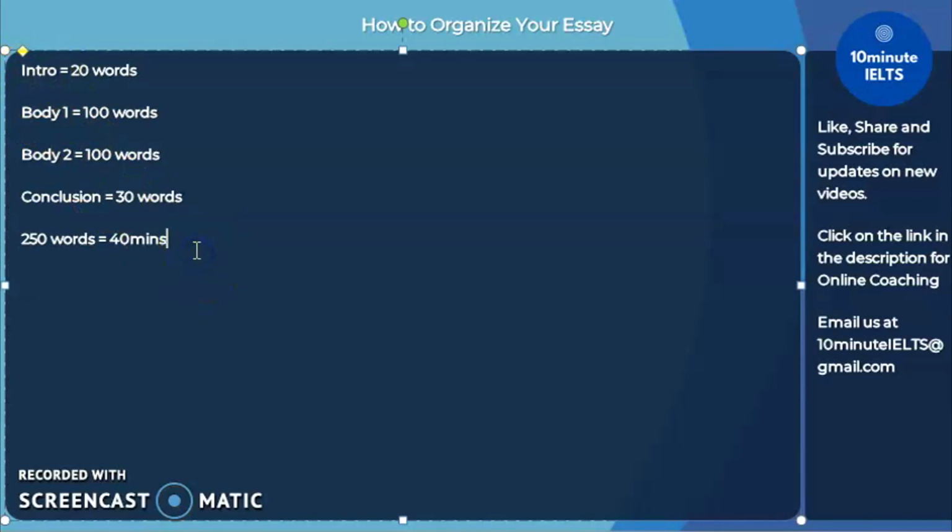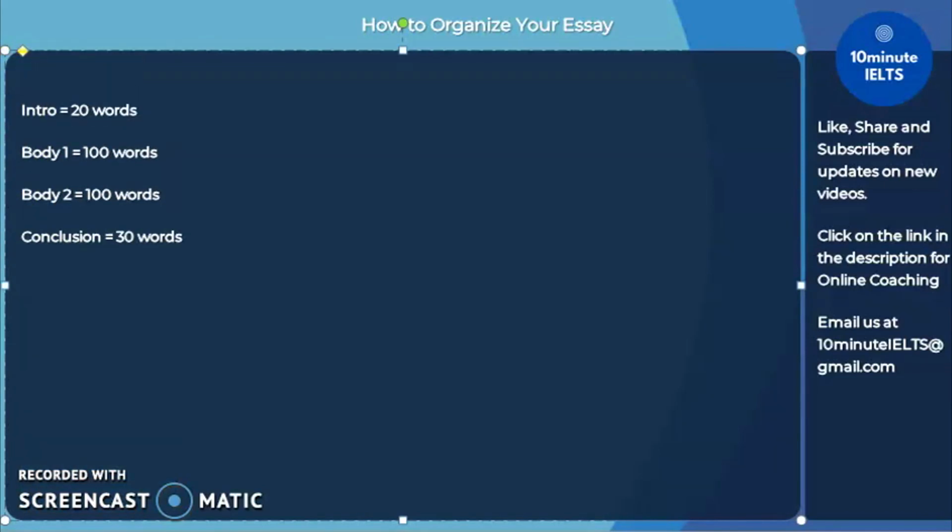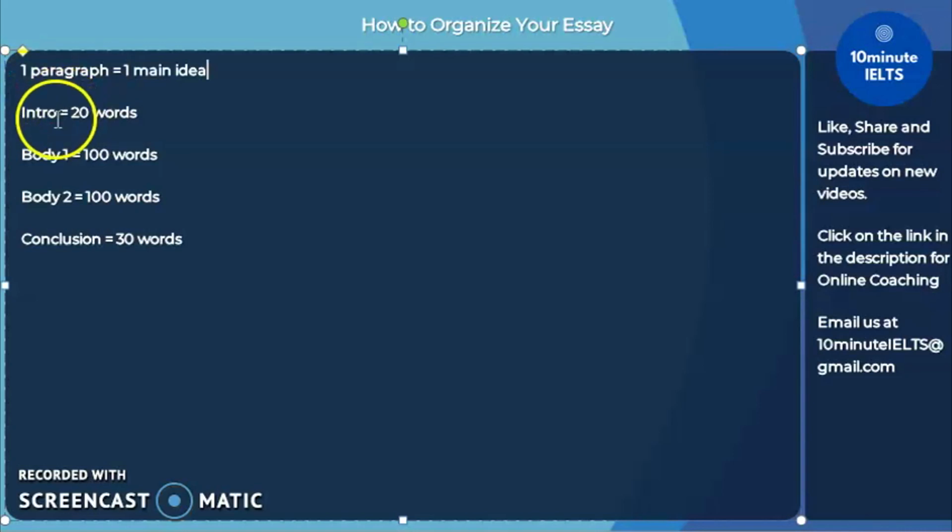Now, when it comes to the question type and what format you should use, it's important to understand the basic concept that one paragraph should be equal to one main idea. And that's why it's important to understand what the introduction, bodies, and conclusion are really meant to do. The introduction is meant to introduce the main idea or ideas of the essay.